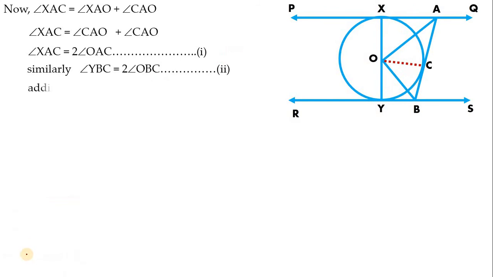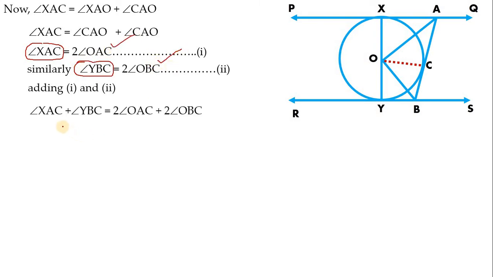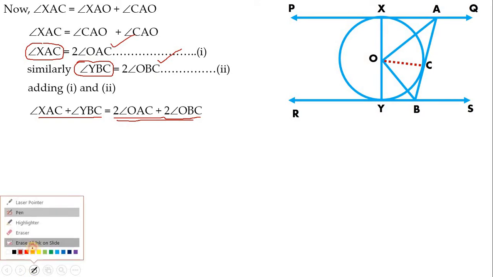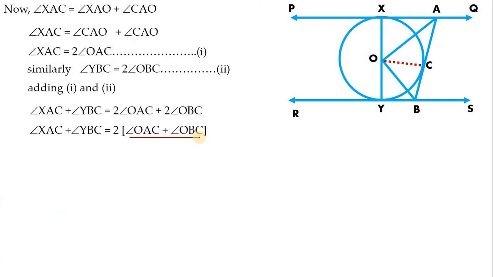Next, let me add these two equations, and you are familiar with adding equations. Left hand side add to left hand side, and right hand side add to right hand side. Hence, I'll get angle XAC plus angle YBC equals 2 times OAC plus 2 times OBC. Next, I can take 2 as a common factor. If I take 2 outside, this will be left out: OAC plus OBC.